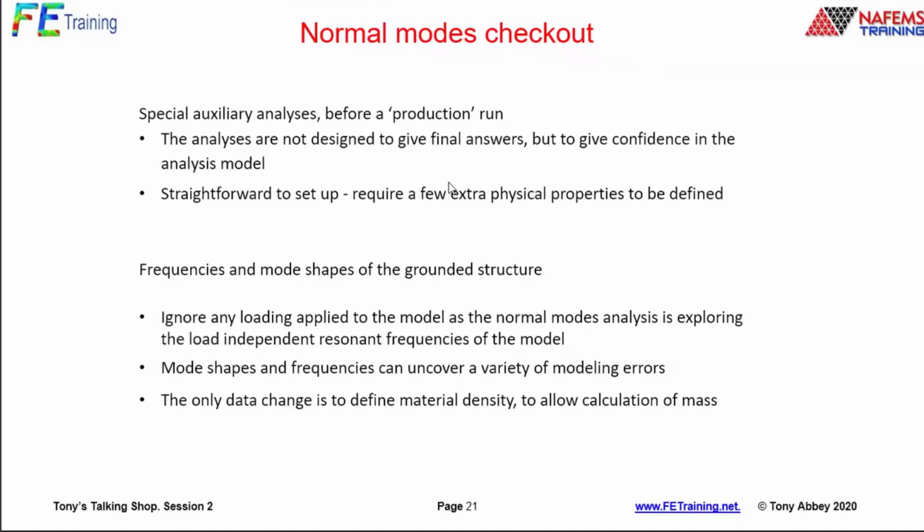It's a special analysis we do before a production run. Again, it's not designed to give any final answers. It's nothing perhaps to do with the analysis, but it's going to give us confidence in the results. Now, a normal modes analysis is very easy to set up. The only thing we need to make sure is we've got density on our material properties. As I mentioned before, then we get a mass matrix that goes with our stiffness matrix. We've got a dynamic matrix, and we can solve for if we've got rigid body motions, if we haven't, and it's just things flapping around in the breeze as I describe it, then we're going to see that.